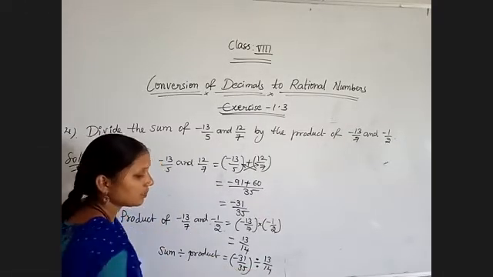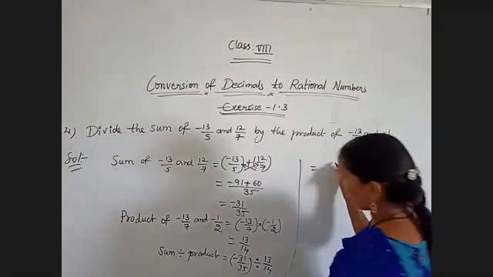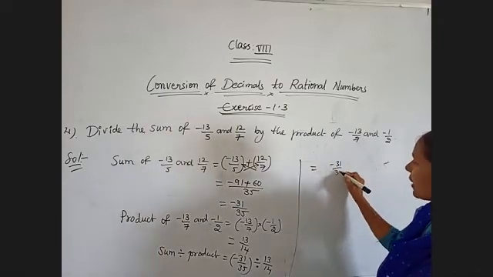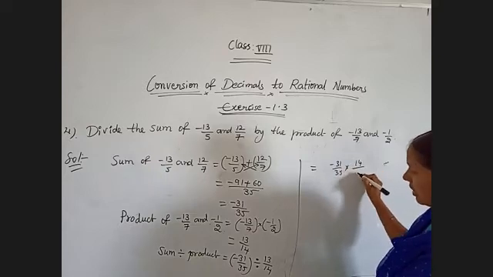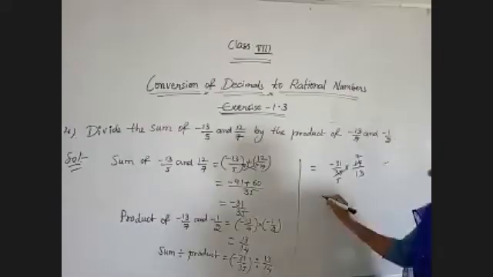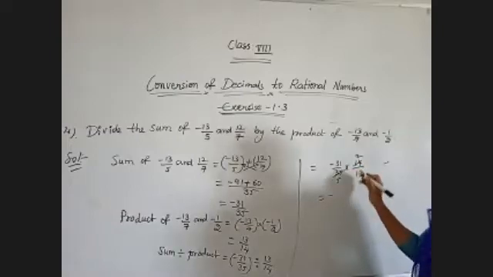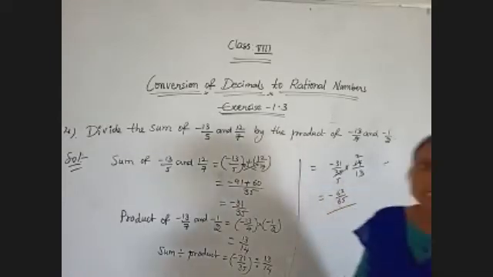Change the division into multiplication by taking the reciprocal. Minus 31 by 35 into 14 by 13. If cancellation is possible, we will do it. 35, 14: we will get 7 5s are 35, 7 2s are 14. So minus 31 into 2. 2 1s are 2, 13 5s are 65. So what is the answer? Minus 62 by 65.